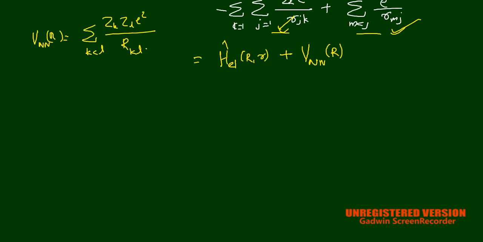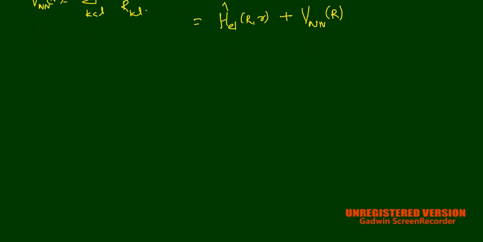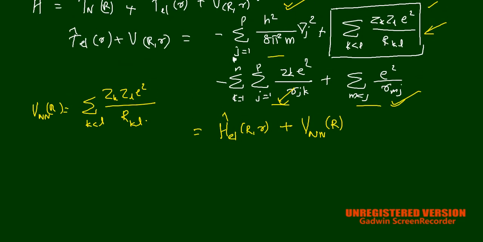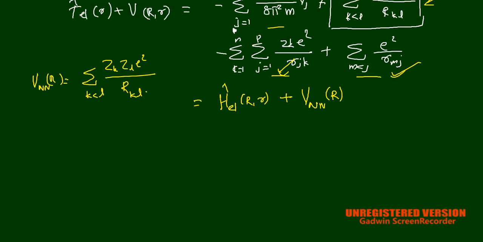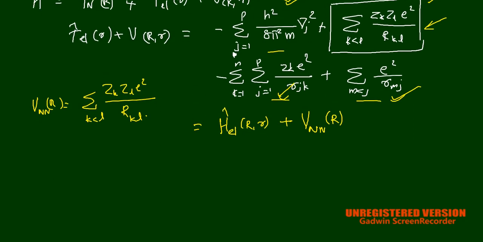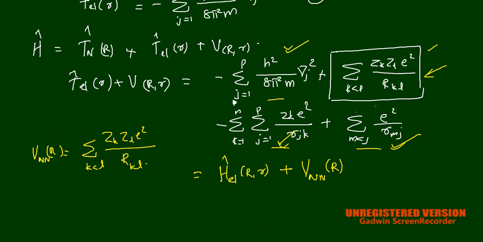Okay, and today we are going to use this Hamiltonian in the Schrodinger wave equation. So let us constitute the Schrodinger wave equation using this Hamiltonian. How to constitute the Schrodinger wave equation? Schrodinger wave equation is the eigenvalue equation of the Hamiltonian operator.